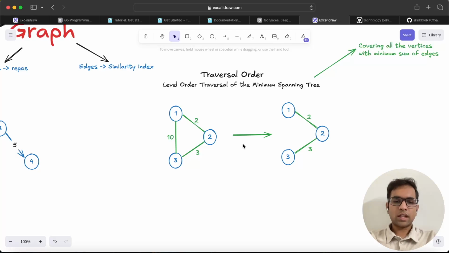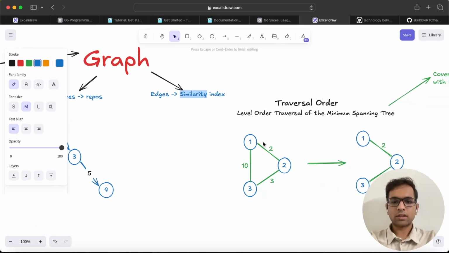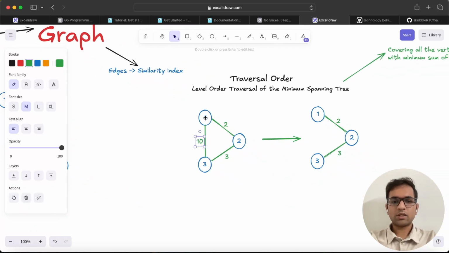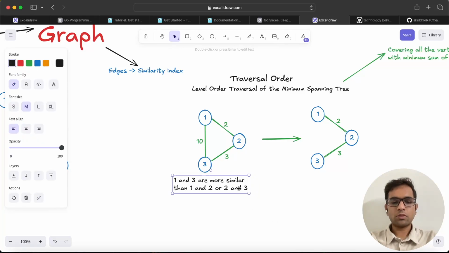Now, let's try to understand this. What are these weights? These weights are basically the similarity index. So, if 10 is the similarity index between 1 and 3, it means that 1 and 3 have a higher similarity index, which means that 1 and 3 are more similar than 1 and 2 or 2 and 3, right?